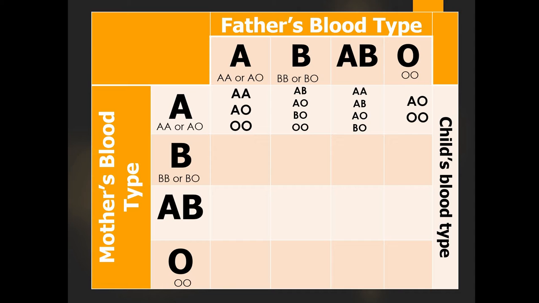Well, I said mom was an A, dad was an AB, the child was an O. Is it possible that the dad is that child's father? No, because he can only give an A or B, which is going to override any O. So right away we can say, I'm sorry, that's not the father. You must have somebody else that father.